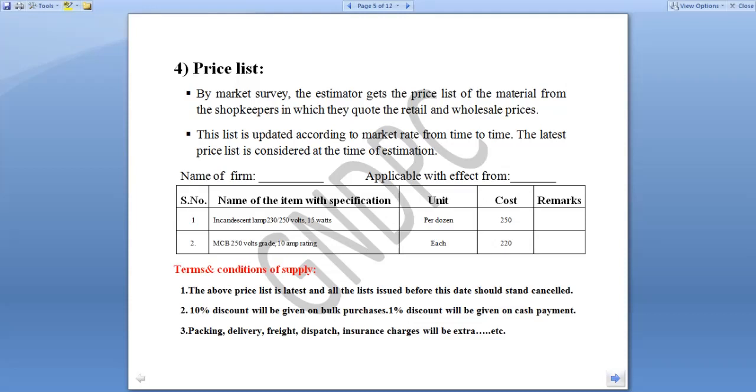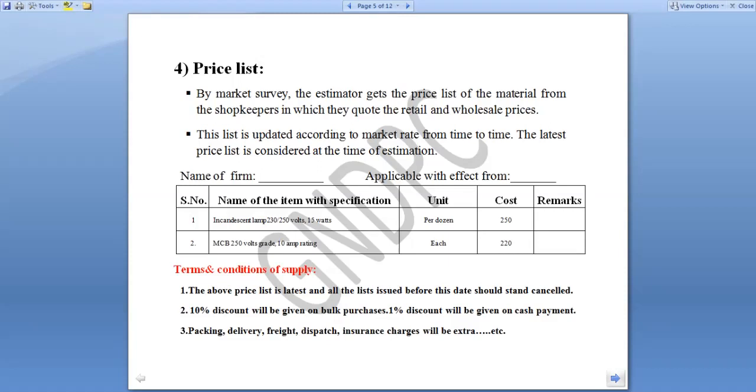We've quoted a few, for example, for the above price list. This is for the particular format that is supplied by some supplier. The above price list is latest and all the lists issued before this date should stand cancelled. Then say 10% discount will be given on bulk purchases, and he again offers 1% discount on cash payments. Then the prices of the material can increase or decrease due to the change of prices from time to time. Hence, the given price list is only an indicative one.